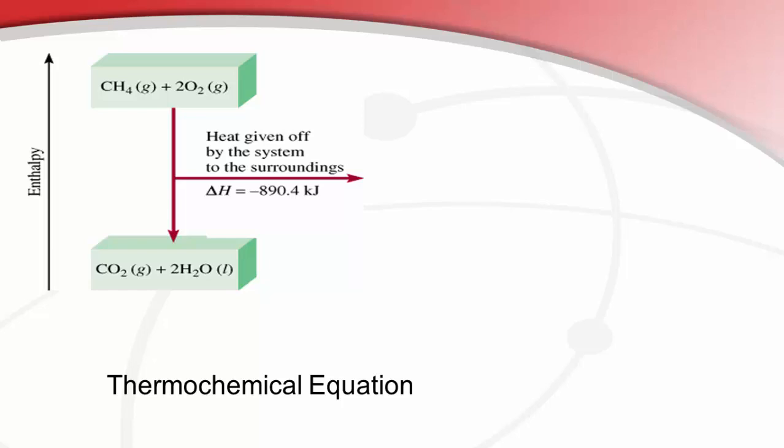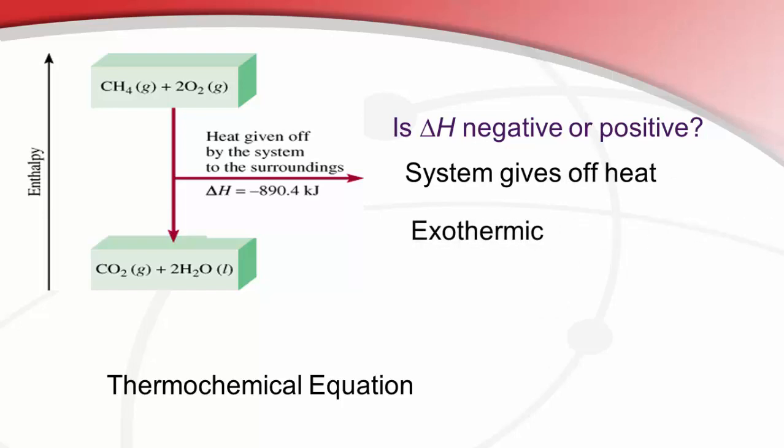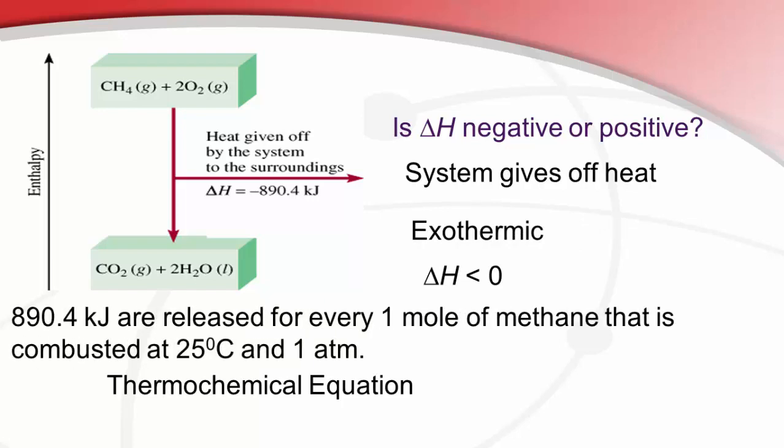So, another example, here is the reaction of methane gas with oxygen gas to form gaseous CO2 and liquid water. This is combustion. So, notice the direction of the arrow. We're converting methane to carbon dioxide. The heat of combustion is negative 890.4 kilojoules per mole. Delta H is negative, which means the system gives off heat to the surroundings, and it's exothermic. And another way of stating this then, 890.4 kilojoules are released for every mole of methane that's combusted at 25 degrees C and 1 atmosphere.